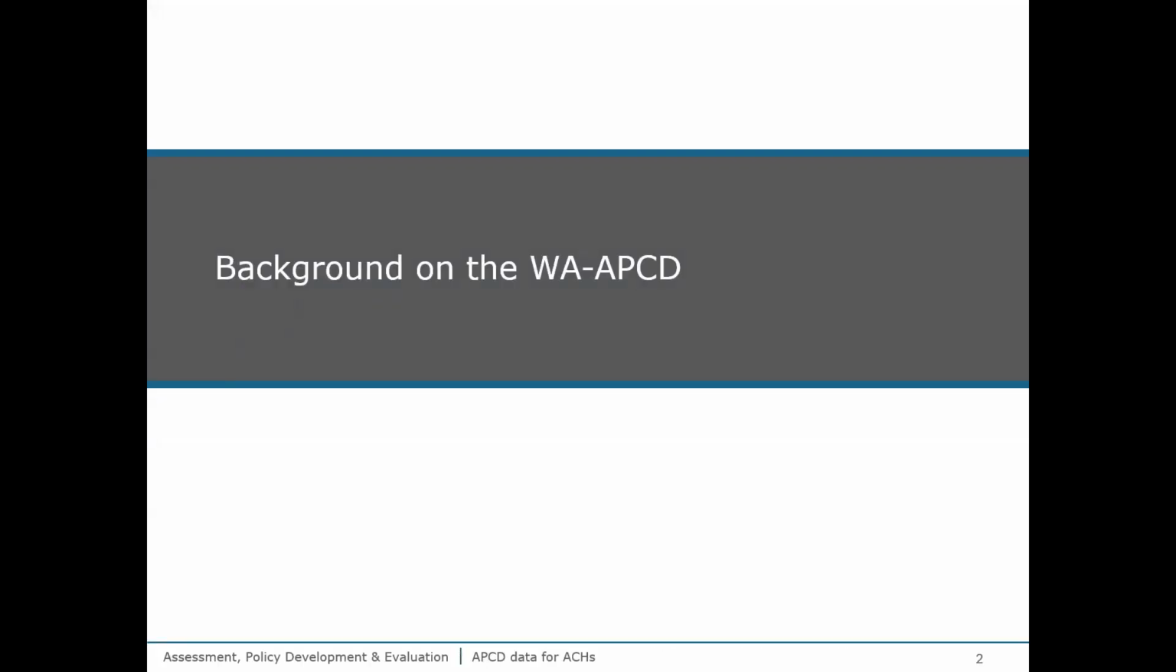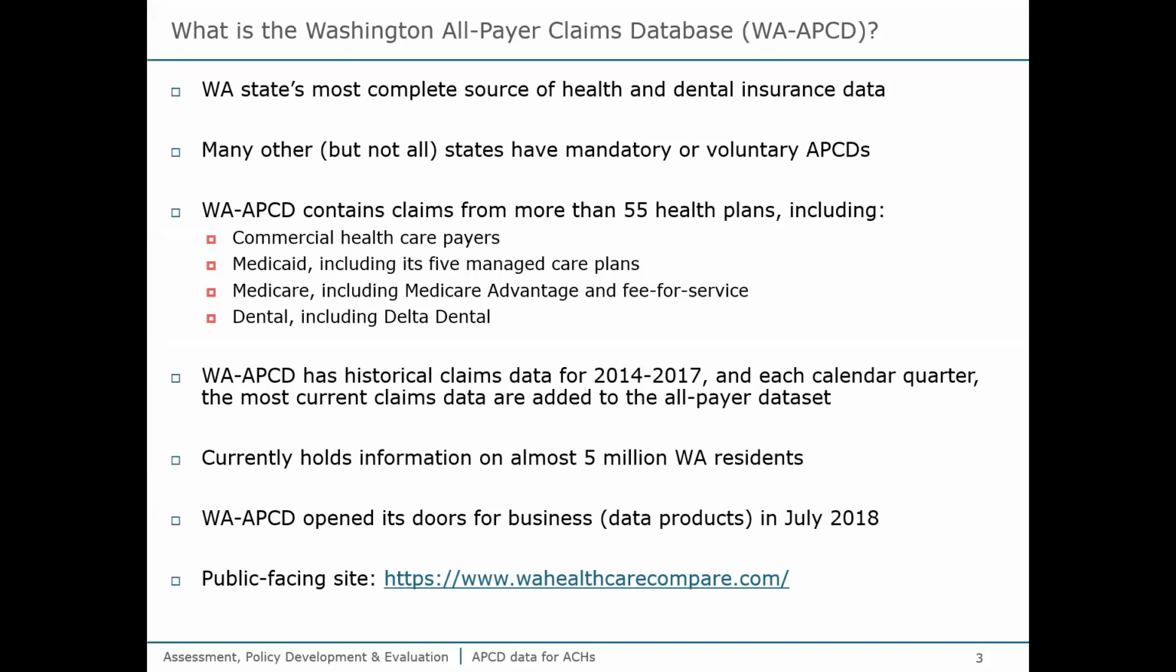So first, a little bit of background on the All-Payer Claims Database, or the APCD, as we call it. It's the state's most complete source of health and dental insurance data. There are many other states, but not all in the nation, that have a mandatory or voluntary APCD. Mandatory APCDs are databases where everyone or a certain subset of health insurance companies are required to submit health insurance claims information. Voluntary is, as you might guess, an arrangement where organizations or companies can submit if they want to.